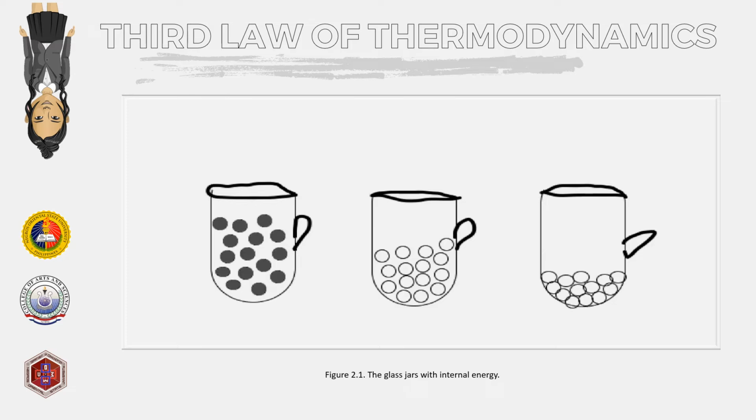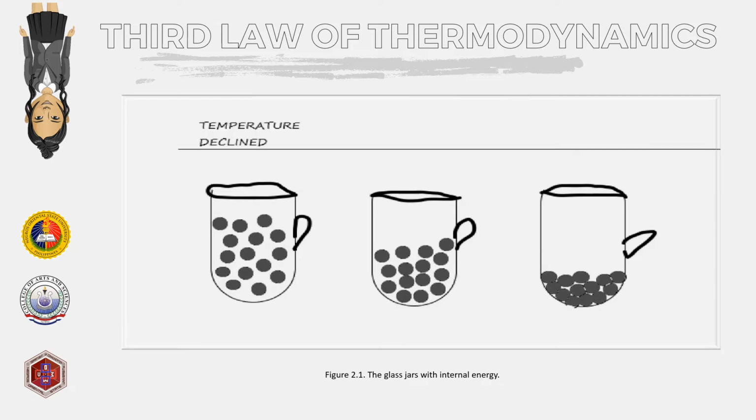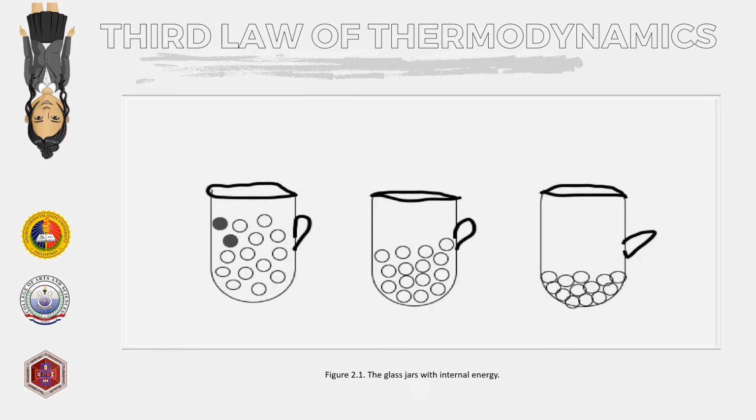So we can see in figure 2.1 that as the temperature decreases, the entropy also decreases, or the kinetic energy decreases.